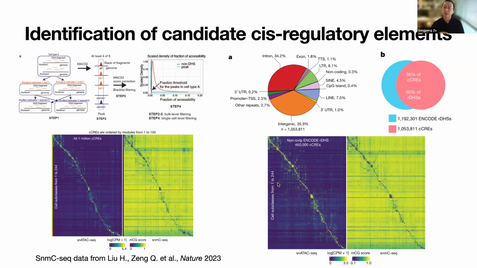And we also checked the corresponding histone marks, chromatin accessibility and DNA methylation state for the non-overlapped cis-regulatory elements. And you can see they still have very good alignment for the candidate cis-regulatory elements we have identified.